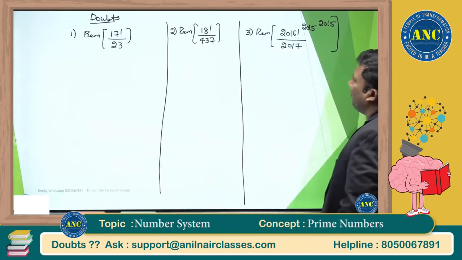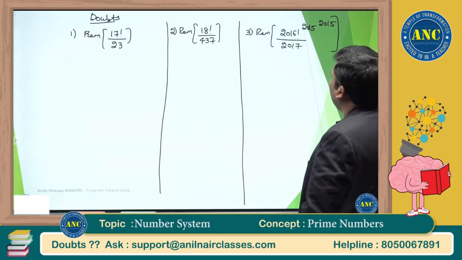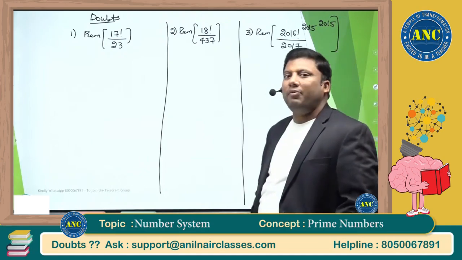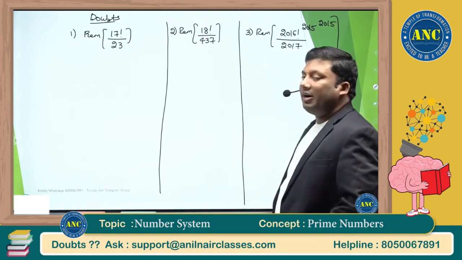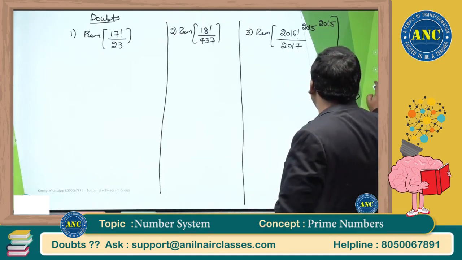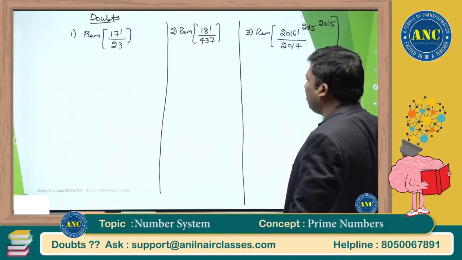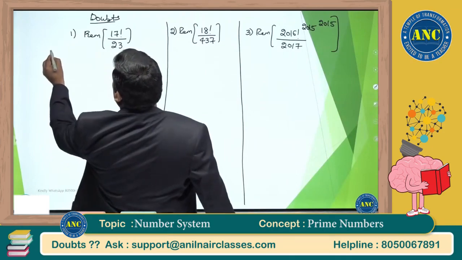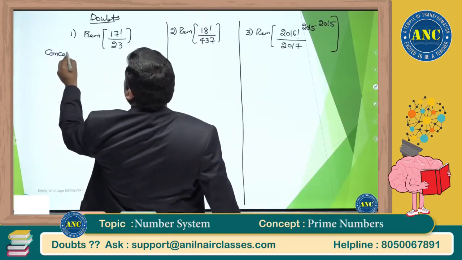18 factorial by 437, what is the remainder? 2016 factorial power 2015 power 2015 divided by 2017. Now see here, one by one we will solve these questions. 17 factorial by 23. Now what is the concept that we discussed yesterday?